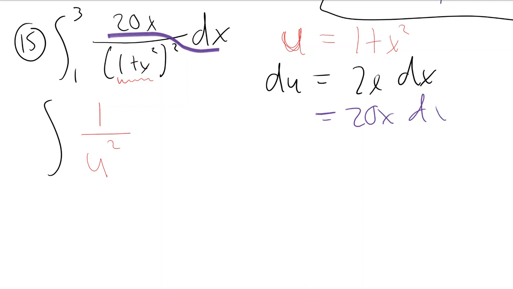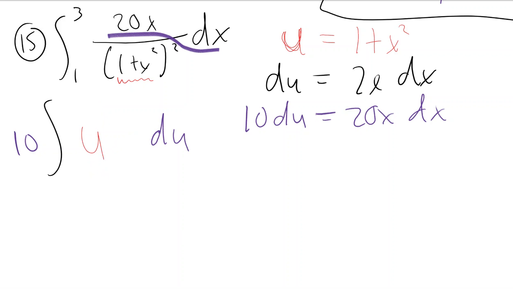If I want 20x dx, I want to multiply this side by 10, so I have to multiply this side by 10. 20x dx is equal to 10 du. Still okay with that? Okay, then to integrate this, I'm going to move it up to the numerator, so then I can do my undoing the power rule thing. Raise the power by 1, divide by the new power, and then sometimes you would put a plus c, but in this question we've got bounds.